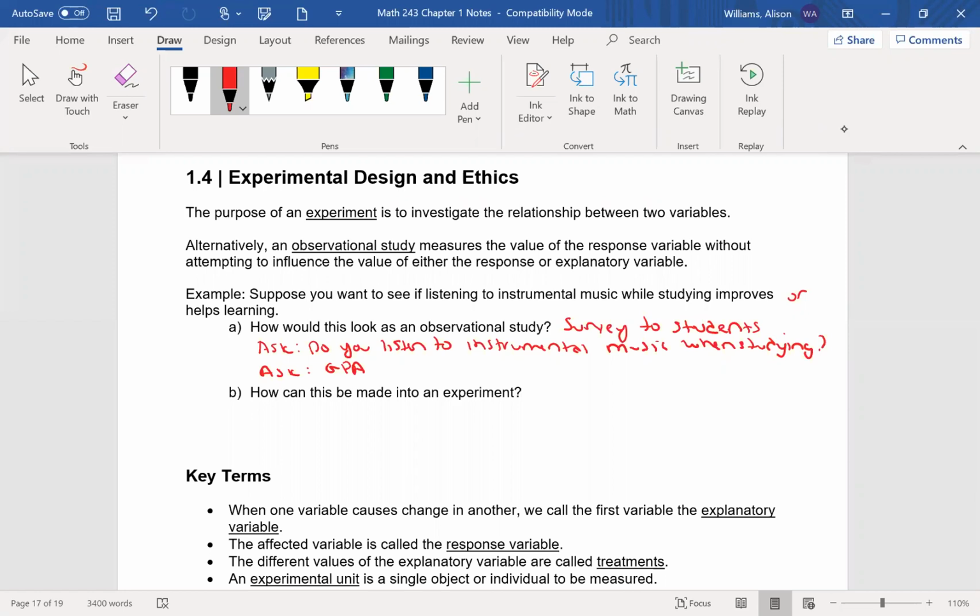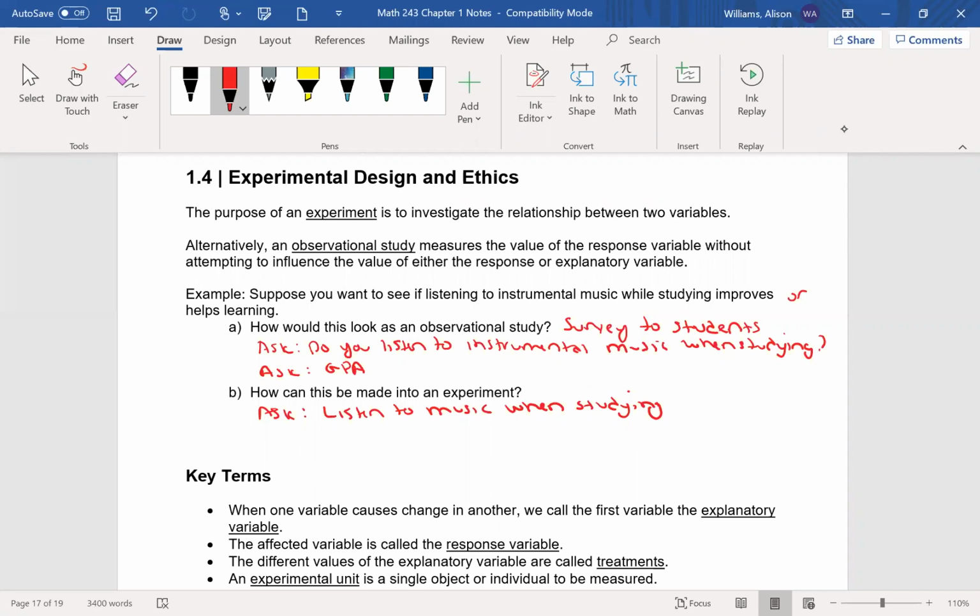All right. But as an experiment, that's when you would go to students and you have the students listen to instrumental music. So you ask them to listen to the music when studying. And then we maybe create some way of measuring whether it has improved their learning. So maybe for one term, we ask them to just do their normal studying, don't listen to instrumental music, see how they do. And then maybe we look at them another term and ask them to listen to the instrumental music and see if maybe their grades have improved.